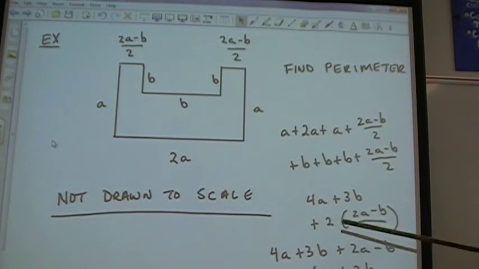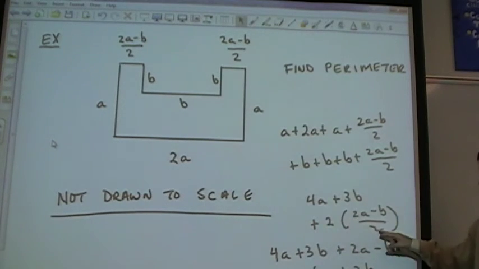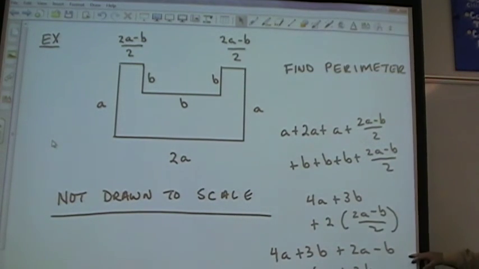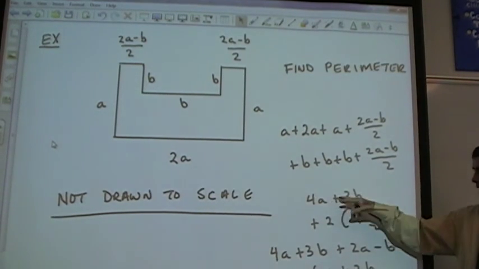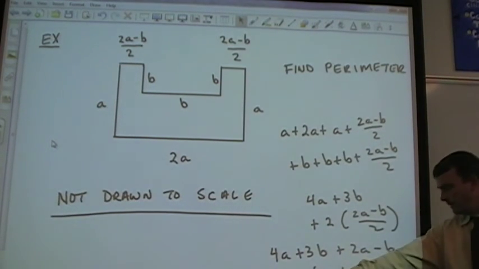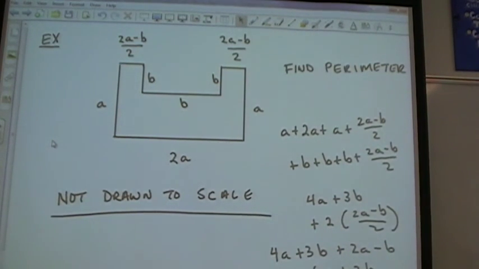The reason I did this is because what happens to the 2's here? Cancel out. They divide out, right? And what are you left with? 2a minus b. So what's 4a plus 3b plus 2a minus b? 6a plus 2b. Yes? So you're saying for the final perimeter, you just gotta add around the whole thing to get the answer? You add up all the sides to find the perimeter. That is correct. Okay?